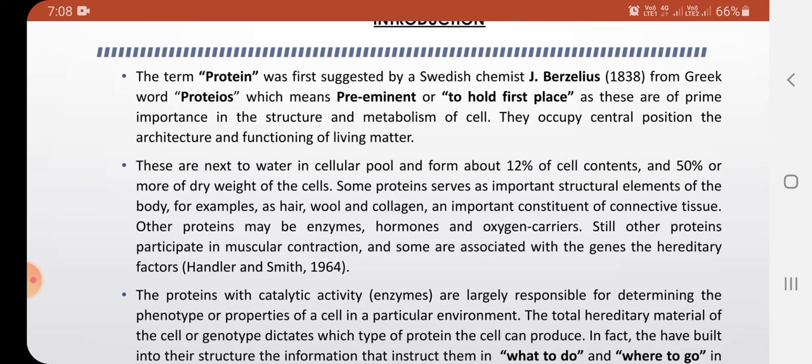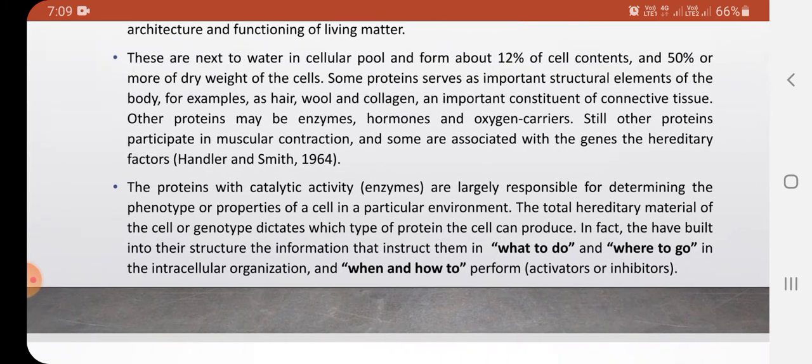Other proteins may be enzymes, hormones, oxygen carriers. Still other proteins participate in muscular contraction, and some are associated with the gene, the hereditary factors. So, proteins are of prime importance in the biological world. Proteins with catalytic activity, you can say the enzymes, are largely responsible for determining the phenotype or properties of a cell in a particular environment.